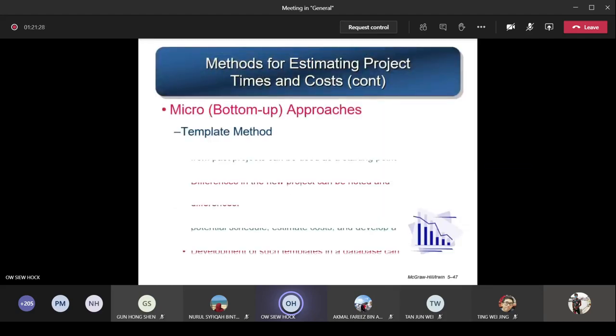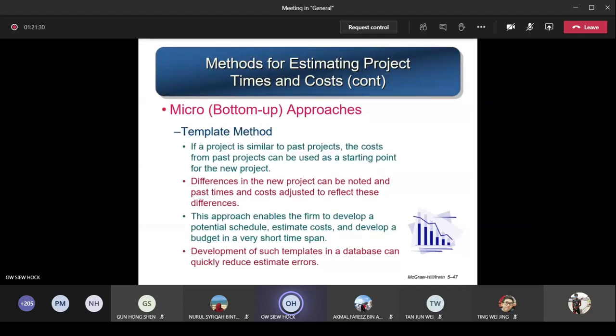So we look at the first one, the template method. If a project is similar to past projects, the cost from the past projects can be used as a starting point for the new project. That means, again, you look at the past projects report and look at how much the cost was estimated for a project similar to your current one. Based on the historical report, you can do the estimation very fast. So differences in the new project can be noted.